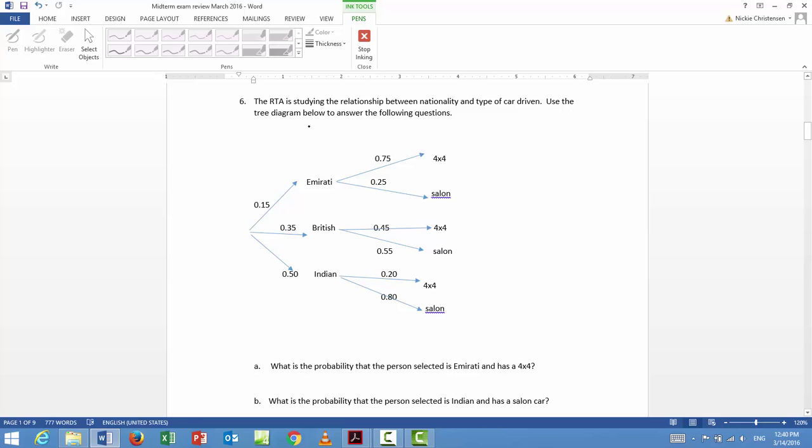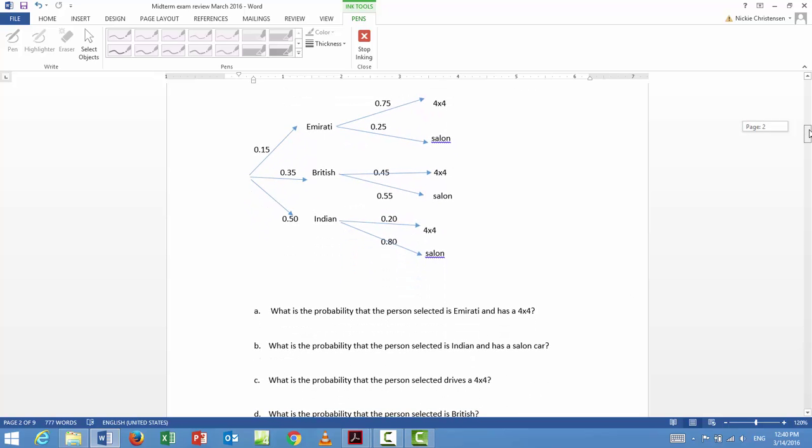The RTA is studying the relationship between nationality and type of car driven, and we're supposed to use this tree diagram to answer the questions. So basically, the RTA surveyed drivers, and 15% of their sample was Emirati, 35% of the people they surveyed were British, and 50% of them were Indian. Okay, and then of those Emiratis, 75% drove a 4x4, 25% drove a salon car, 45% of the Brits drove a 4x4, 55% of the Brits drove a salon, and then 20% of the Indians drove a 4x4, 80% of the Indians drove a salon car.